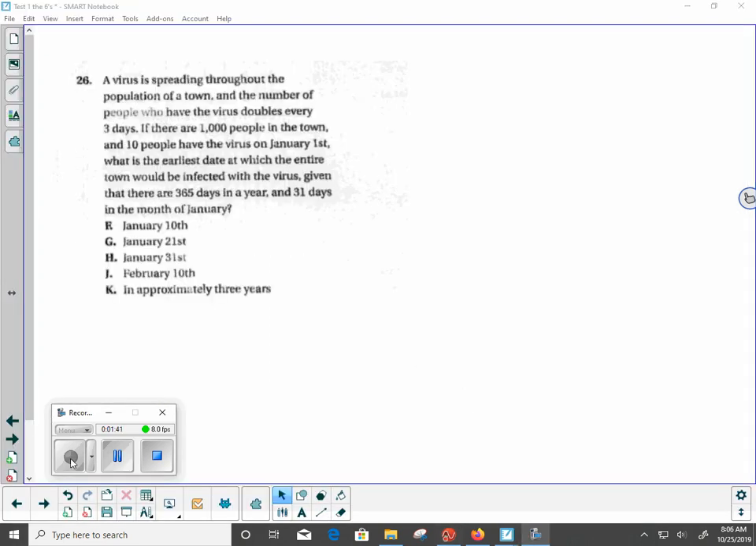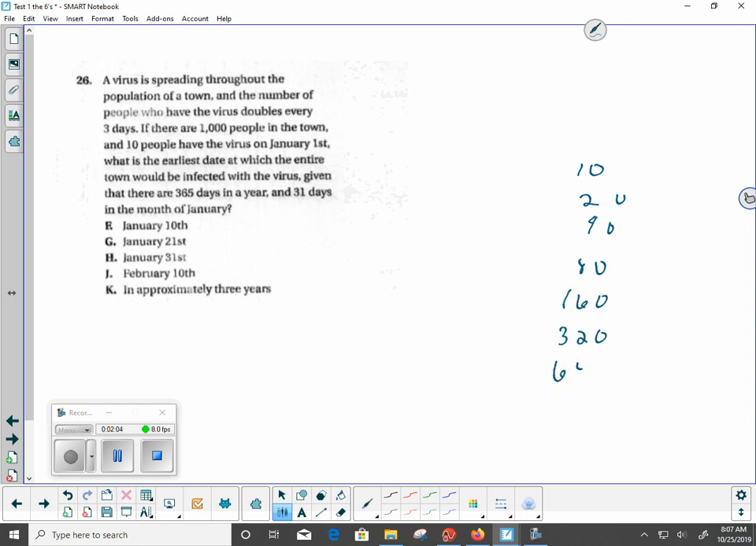Okay, the next one you have a virus. It starts with 10 people on January 1st. You want to know how long it takes the entire town to be infected, which is 1,000 people, and it doubles every 3 days. So I think the easiest way is to start with 10, then you probably do 20, 40, 80, 160, 320, 640, and then 1280. So somewhere in between here is when you're going to hit that 1,000 people.